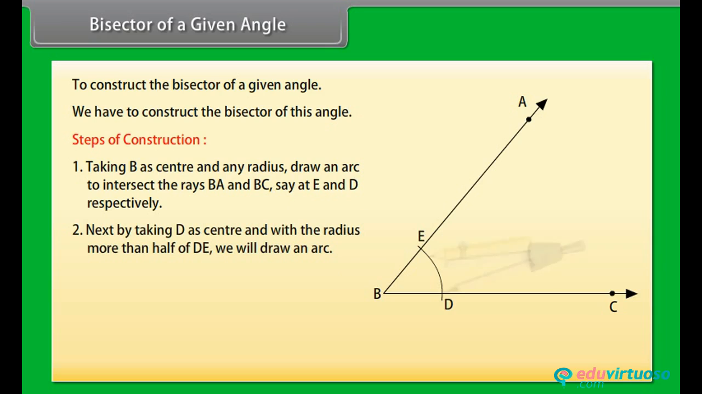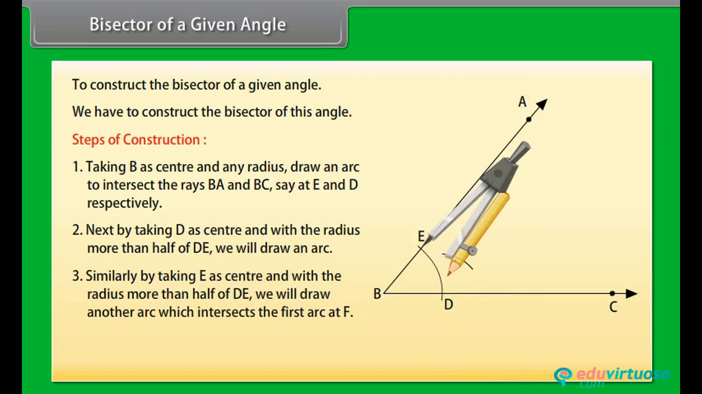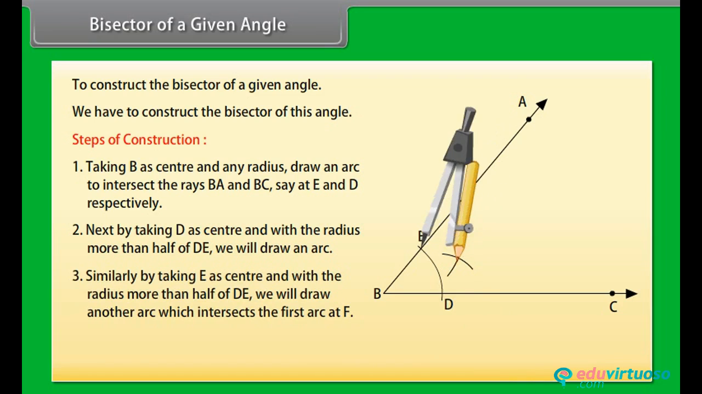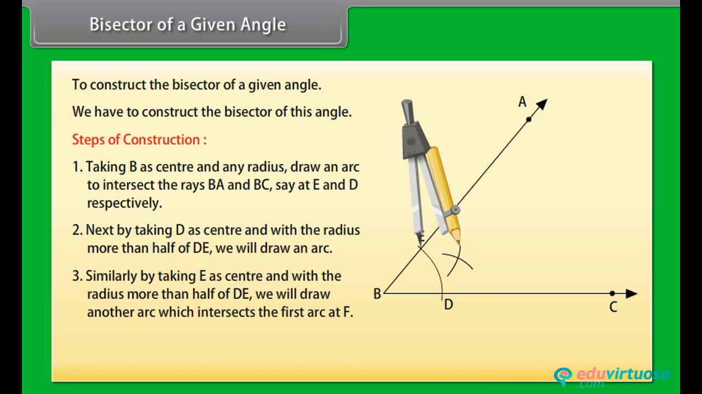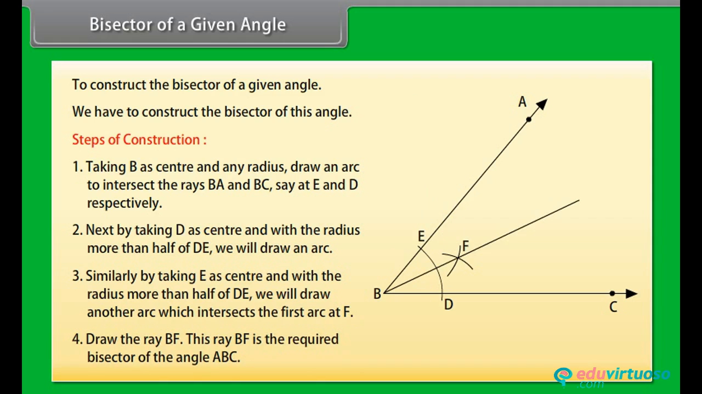Next, by taking D as center and with the radius more than half of DE, we will draw an arc. Similarly, by taking E as center and with the radius more than half of DE, we will draw another arc which intersects the first arc at F. Now draw the ray BF. This ray BF is the required bisector of the angle ABC.